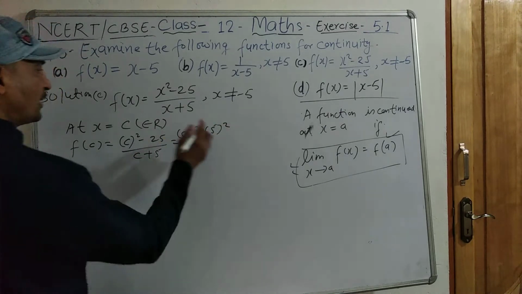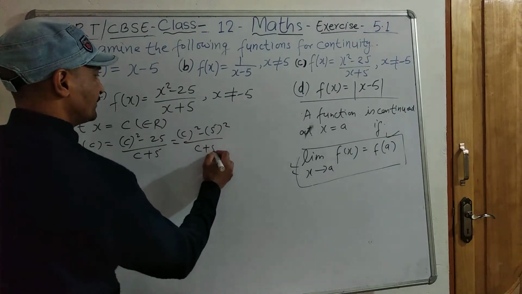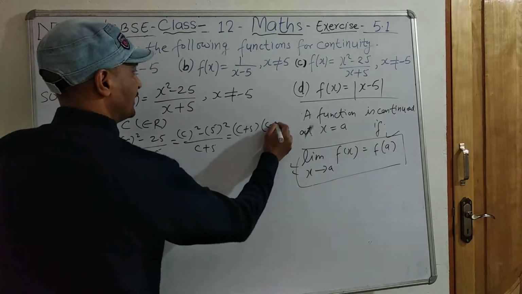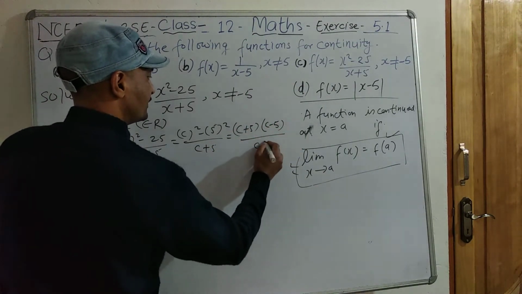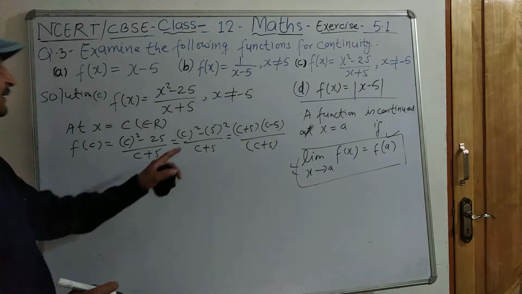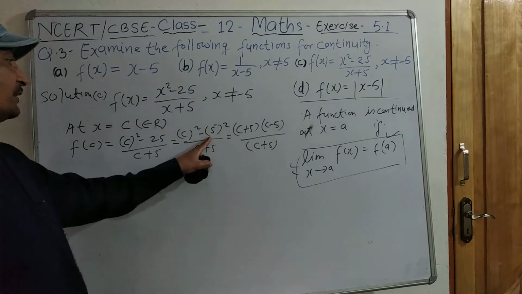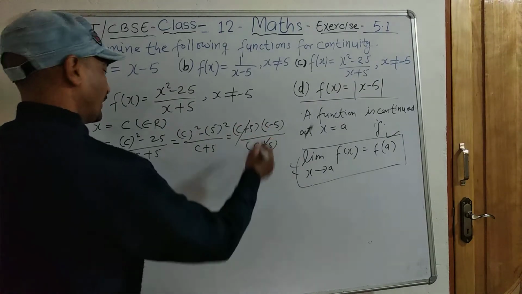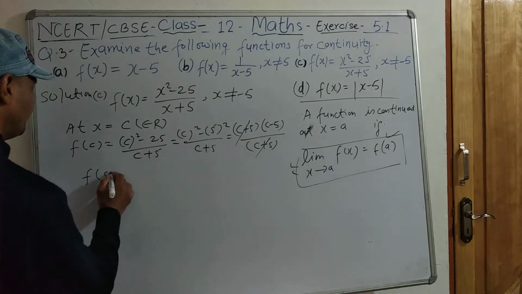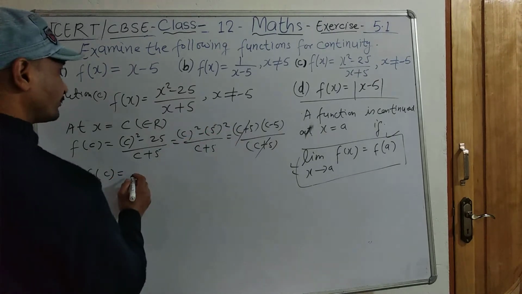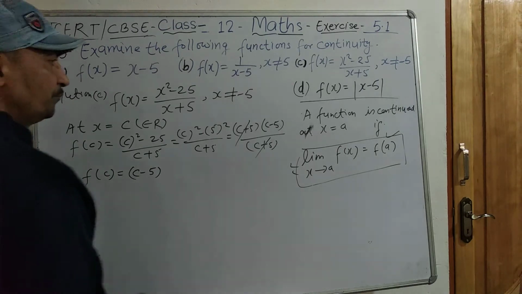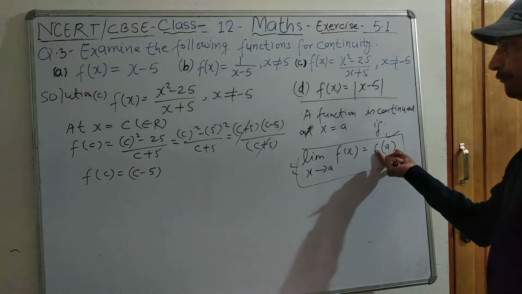It is the formula of a square minus b square. C plus 5, so c plus 5 and c minus 5. You know better this a square minus b square: in the first bracket a plus b, in the second bracket a minus b. So this becomes cancelled. So f of c is getting c minus 5. This point we have found here.